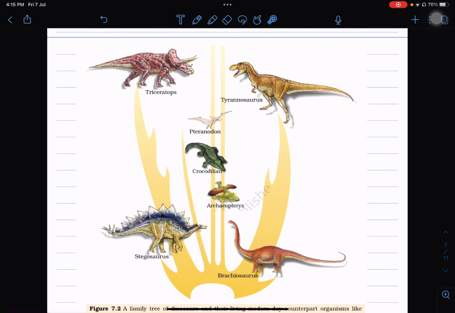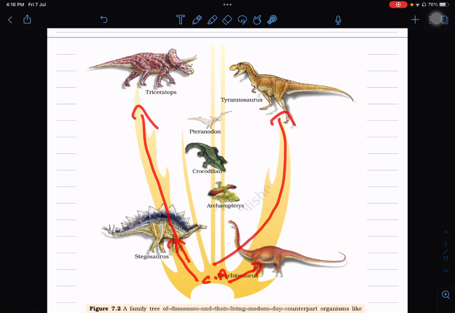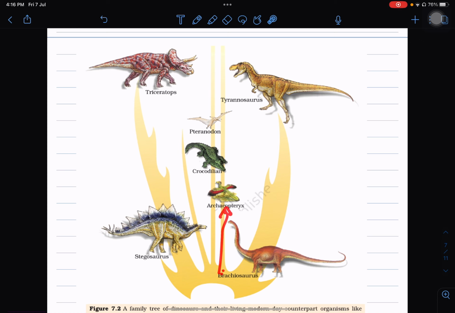And this is a kind of phylogenetic tree of this reptilian evolution. They had a common ancestor. From this common ancestor, all these reptiles evolved. Like, we can say the Stegosaurus, the Brachiosaurus, the Triceratops, the Tyrannosaurus. All of them evolved from this common ancestor. Not only that, the flying bird Archaeopteryx evolved from this common ancestor.